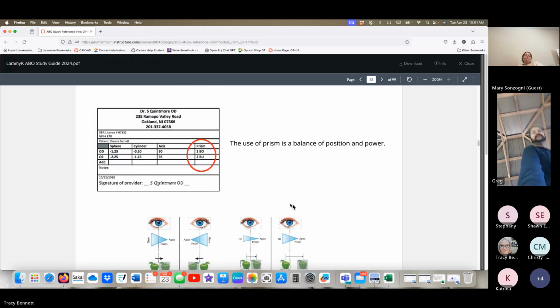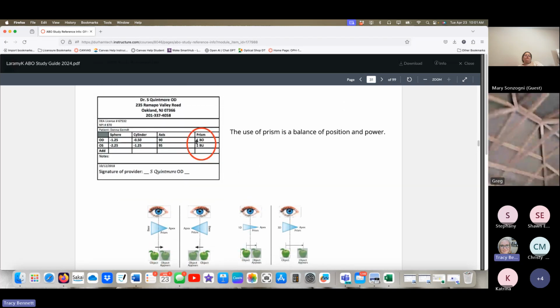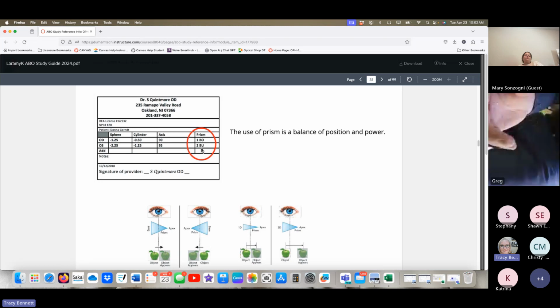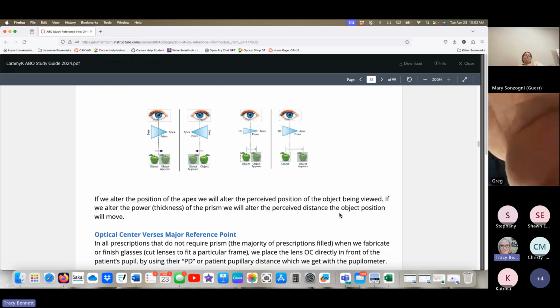Prism. Here's what it looks kind of like. Well, this is what basically it looks like in the prescription. You've got your regular prescription here. You might have an add power, whatnot, but then you've got your prism, and this one's 1 base up and 1 base out and 2 base up. Are we balancing prism here?